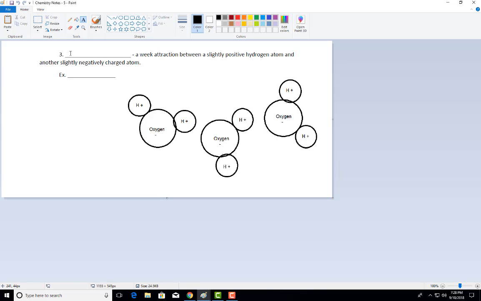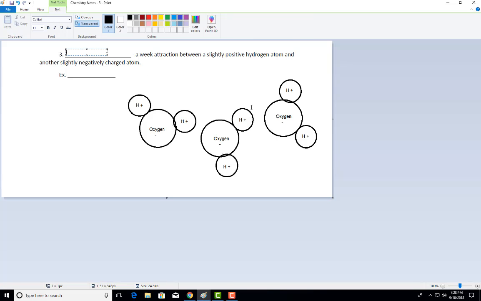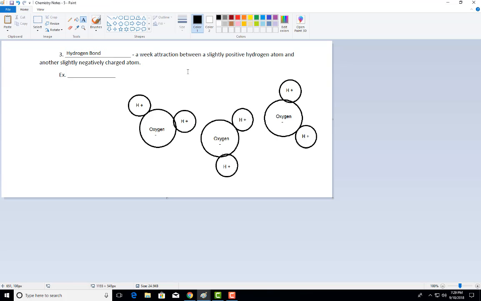All right, so our last type of bond is not really even considered a bond at all. It's more considered a weak attraction. There's a certain element that is always going to be present when we have this, and we actually name the bond of that type after an element. That element is hydrogen, so we call this a hydrogen bond. So what is a hydrogen bond?